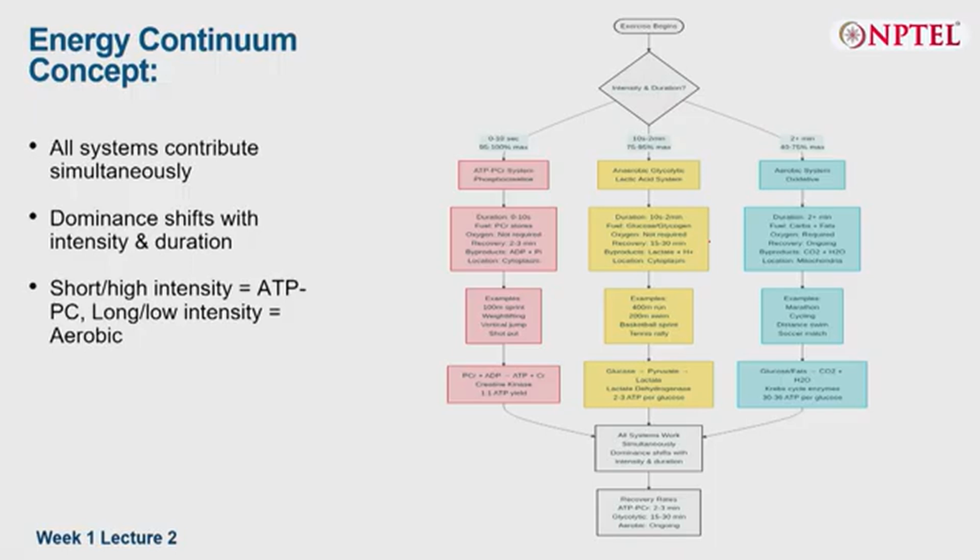So, here the glucose and fat breakdown do occur, carbon dioxide and H2O, water, is produced. Krebs cycle enzymes, in the process we generate around 32 molecules of ATP. In books we can even see 36 to 38 molecules of ATP per glucose molecule breakdown.